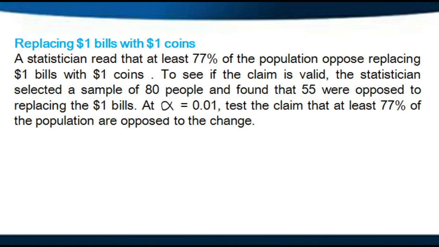Problem number 2. Replacing $1 bills with $1 coins. A statistician read that at least 77% of the population oppose replacing $1 bills with $1 coins. To see if the claim is valid, the statistician selected a sample of 80 people and found that 55 were opposed to replacing the $1 bills. At alpha of 0.01, test the claim that at least 77% of the population are opposed to the change.